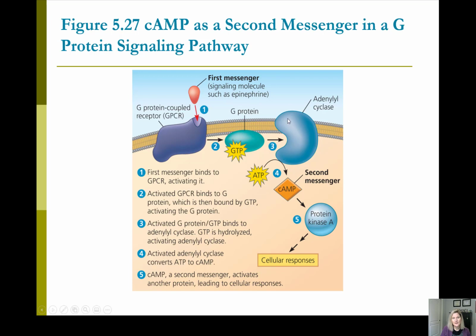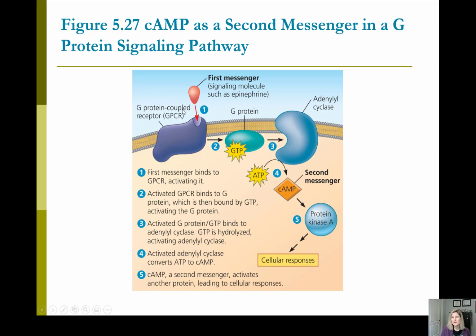So that enzyme, once it's activated, is going to cause ATP to convert to something called cAMP, which is a type of messenger. And that's going to activate another protein to elicit a response.